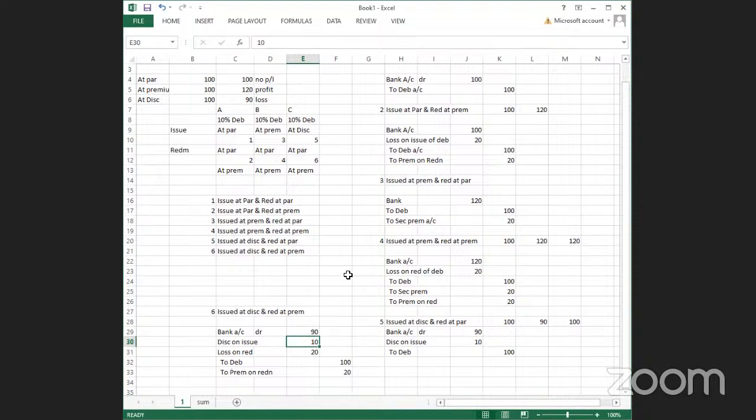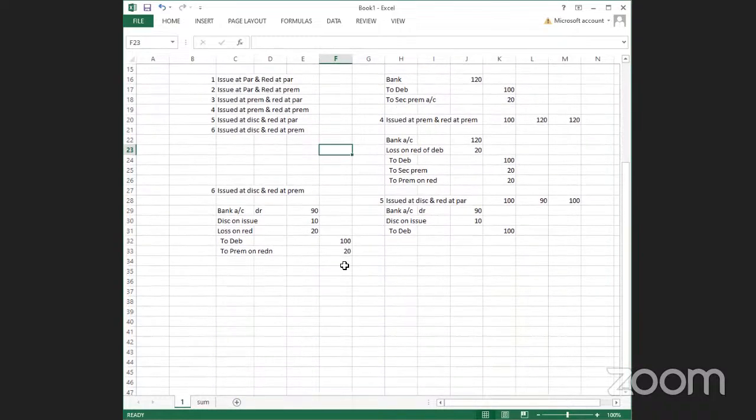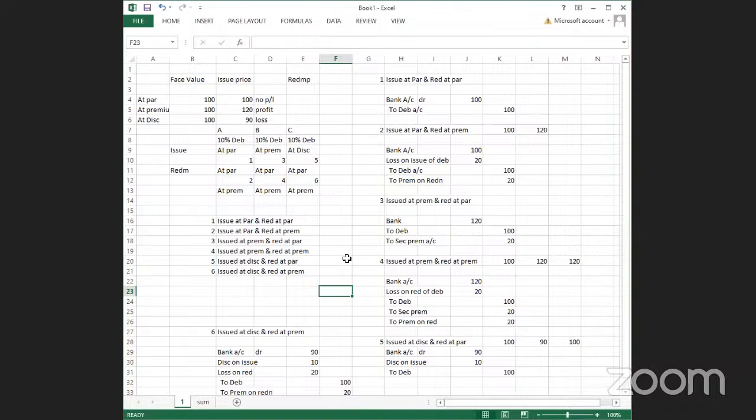Okay, students, we'll stop here today. I hope you have understood the issue of debentures part. If possible, I'll take the lecture tomorrow or this Saturday. I'll start with the redemption of debentures. But before that, please revise these entries on issue of debentures. We'll start with the redemption of debentures in the next lecture.